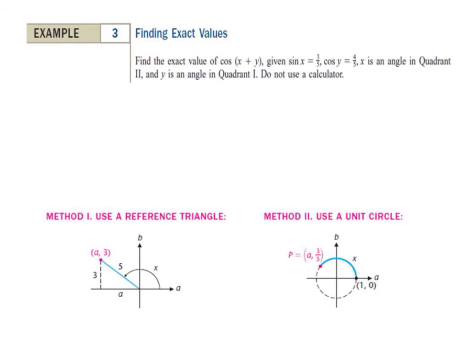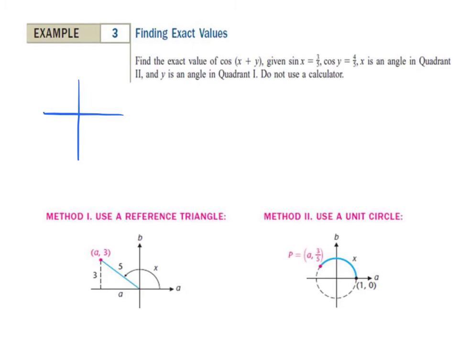All right, next one we're going to do, here's where you're finding exact values. What I found with this one, the easiest way is to just take it the way it is. So what I'm going to do is use, it says use cosine of x plus y. First let's figure out what we've got. So I'm going to draw my coordinates.